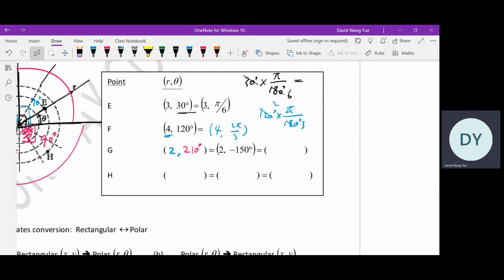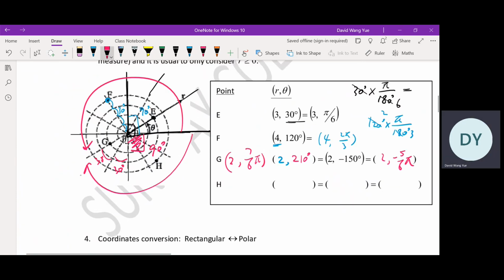So if I change to the radian form, for 210, it should be 210 over 180, which is 7 over 6. So 7 over 6 pi. If it's negative 150, it should be negative 5 over 6 pi.